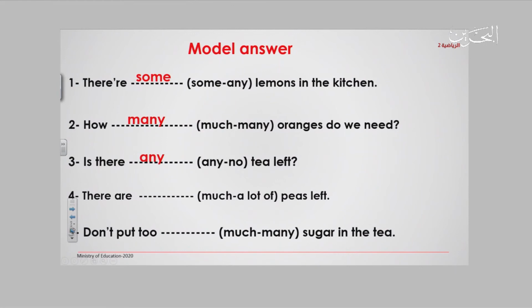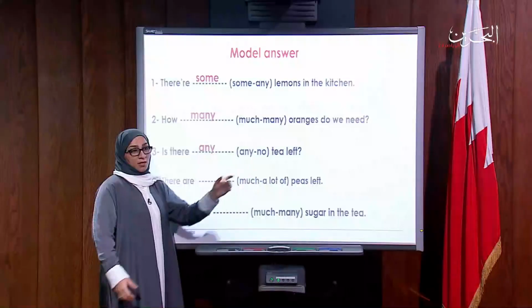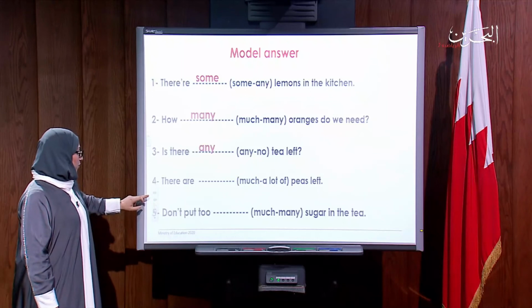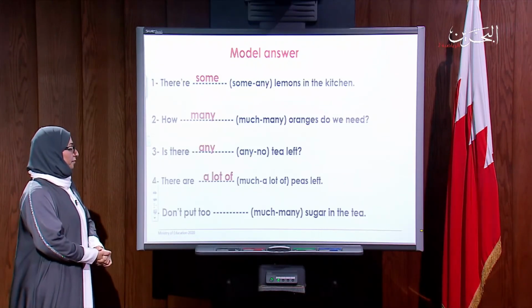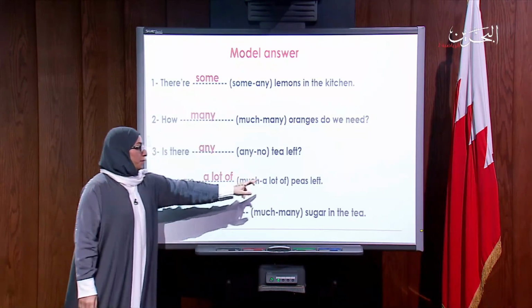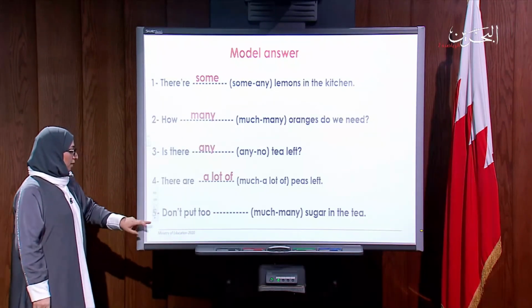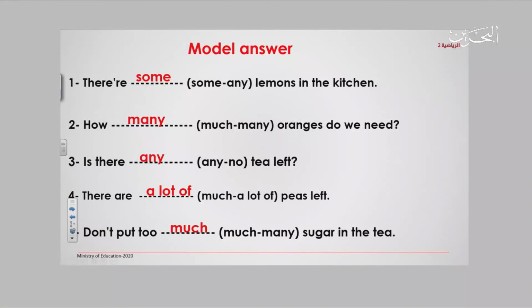Is there any tea left? Why any? Because it's a question. I use any with a question. Let's go to number 4. There are a lot of peas left. Peas countable. I cannot use much with it. Last sentence. Don't put too much sugar in the tea. We know that sugar, again, it's uncountable. We use much with uncountable.